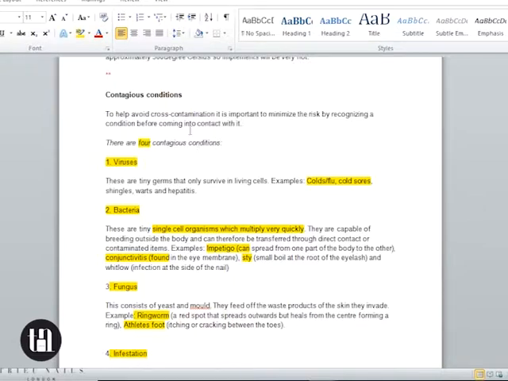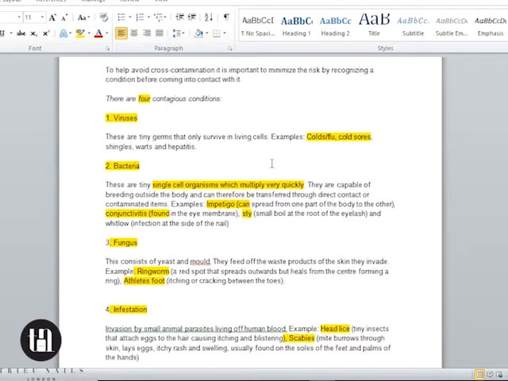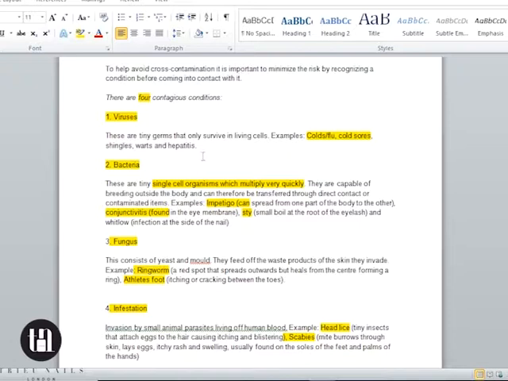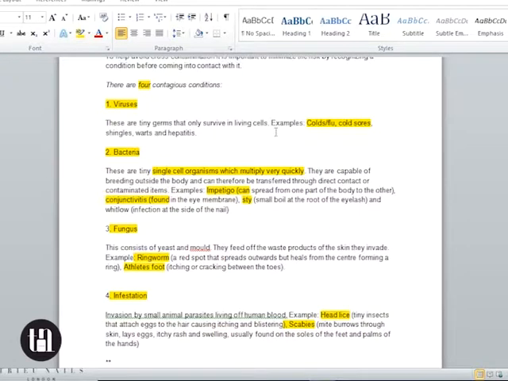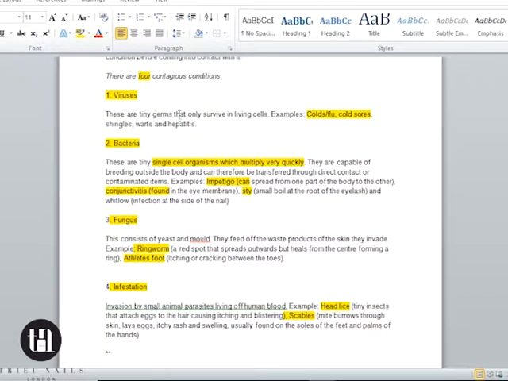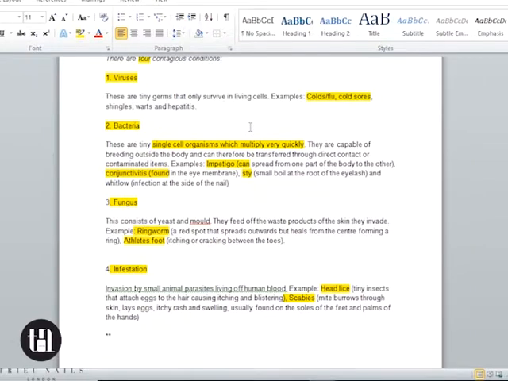Now, contagious conditions. To avoid cross-contamination, it's important to minimize risks by actually recognizing the condition before you come into contact with it. So there's four main contagious conditions. You have viruses. So it's things like cold, flu, cold sores, shingles, warts, hepatitis. And the virus is basically a tiny germ that only survives in living cells.